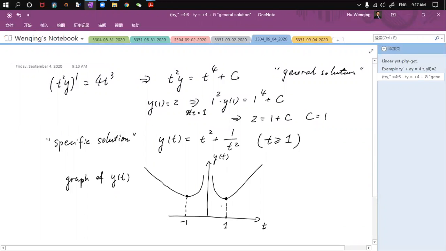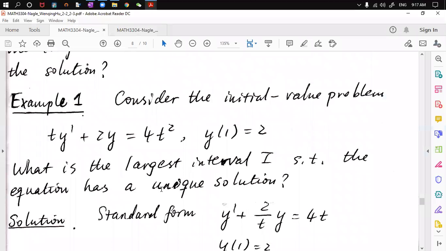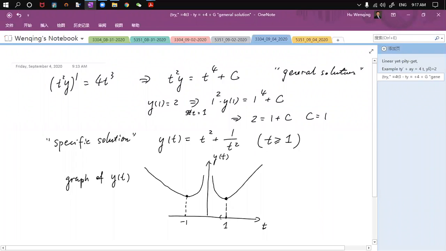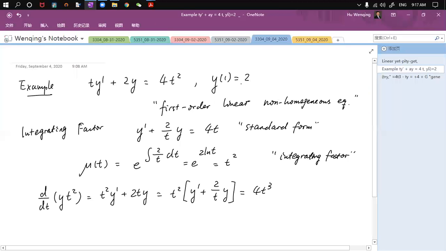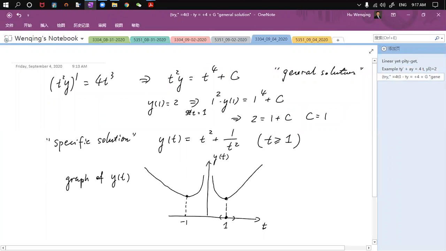So what's the exact question? Can you find the largest interval such that the equation has a unique solution? How do we find the largest interval? Well, the interval has to contain 1, because there's a y0 being restricted here. So you must start from 1.